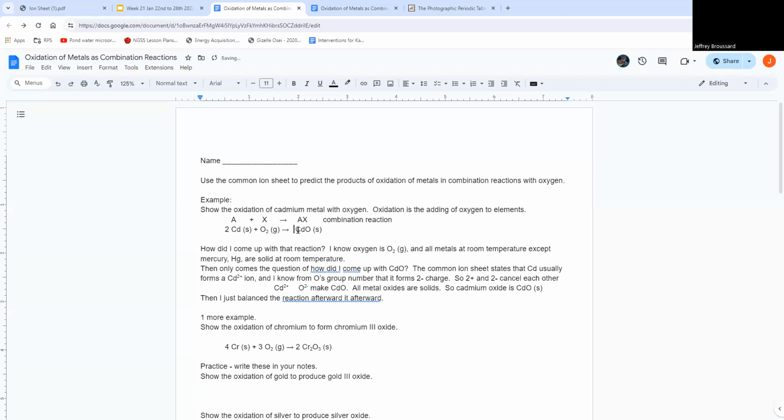So let me go ahead and walk through that process. So I have CdO. There's one oxygen here in CdO, so I need to put a 2 in front of that to balance it. And then now I have two Cds, two cadmiums. So I'm going to put a 2 in front of the cadmium to balance that. Okay, so that's that example problem. Let's go ahead and do one more example problem.